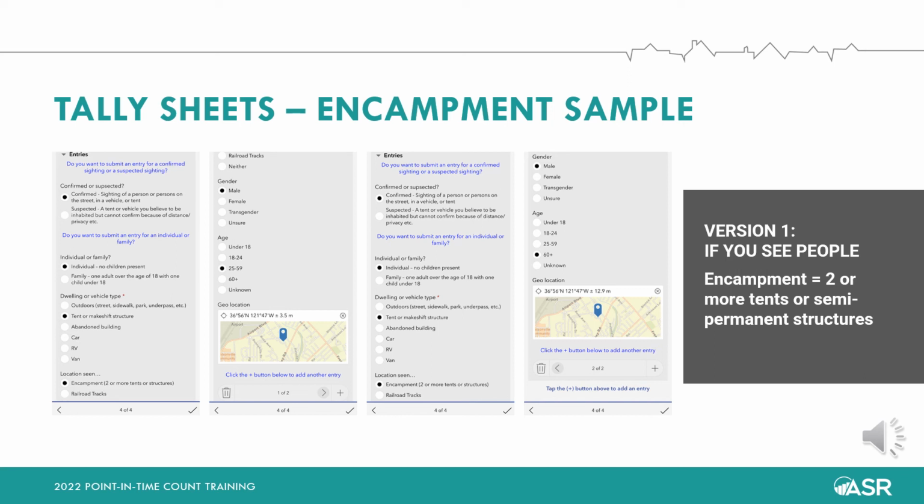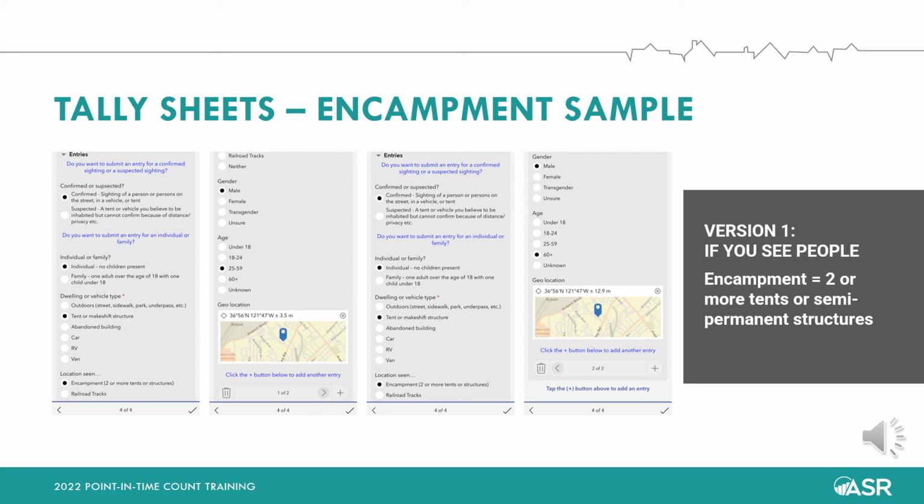You start by bubbling in Confirmed under Confirmed or Suspected. Next, under Individual or Family, you would bubble in Individual. Under Dwelling or Vehicle Type, you would bubble in Tent or Makeshift Structure. Under Location Scene, you would bubble in Encampment, 2 or more tents or structures. Under Gender, you would bubble in Male. Under Age, you would bubble in 25 to 59.